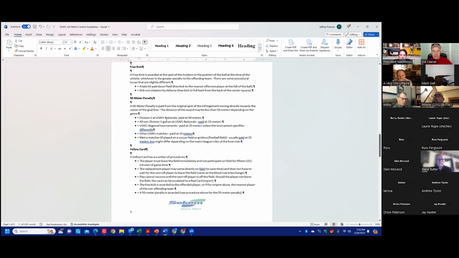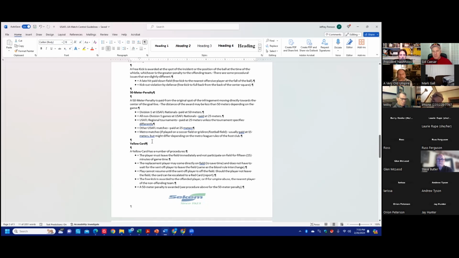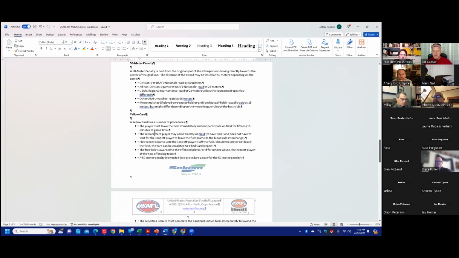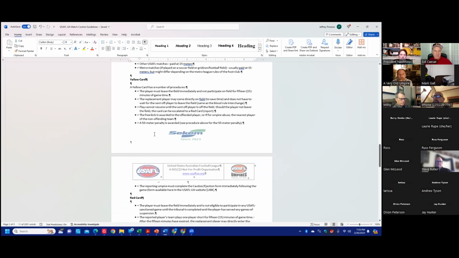And there are some descriptions in here about how those rules are applied based on the type of match you're doing. Let me pause there for the procedures for the free kick and the 50-meter penalty. I see two more comments as well. Any questions that we need to answer, Sid? No. Okay. All right, now let's jump into the red and yellow card.